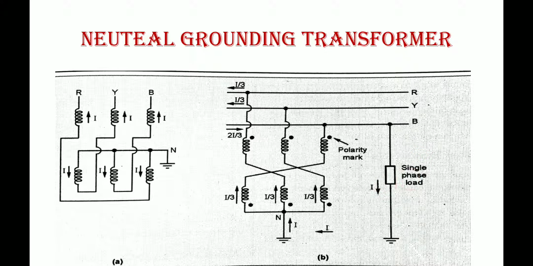What is the use of the grounding transformer? In order to create the missing neutral point. Next, consider if you connect the single phase load between one line, that is B phase, and neutral. Then the load current I is divided into three equal parts: I by 3, I by 3, I by 3 in all three windings, because the currents are equal here.